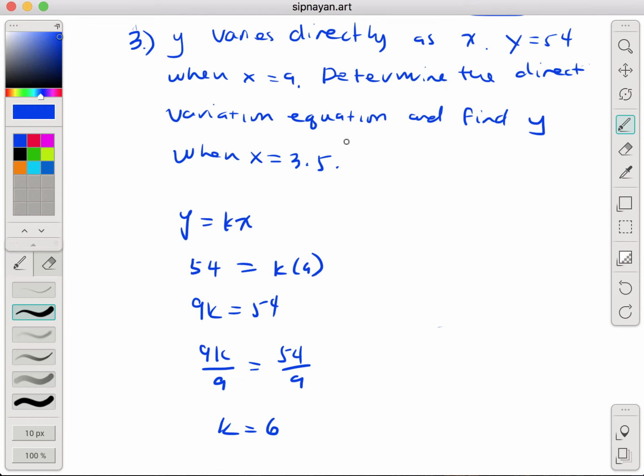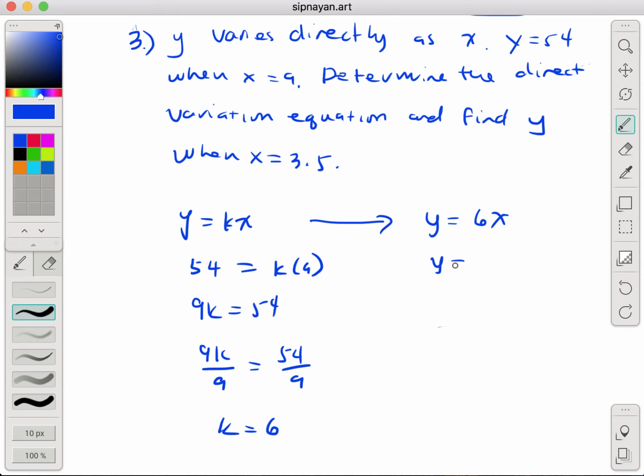Determine the direct variation equation. So, para magkaroon tayo ng equation, syempre, kunin muna natin yung constant of variation. And since nakuha na natin, i-substitute natin yung value ng k dito. So, meaning the direct variation equation is y equals 6x. And find the value of y when x equals 3.5.